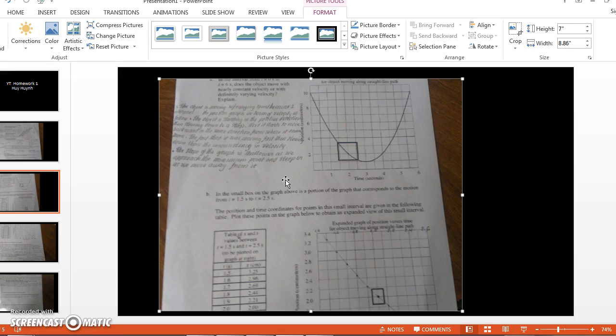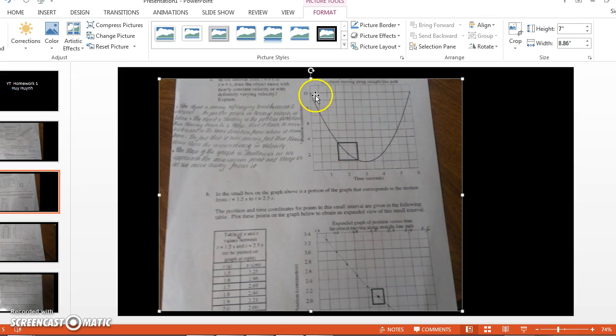Okay, number 2A. In the interval from t equals 0 seconds to t equals 6 seconds, does the object move with nearly constant velocity or definitely varying velocity? So I got that the object is moving with varying velocity because as I was interpreting the position versus time graph, I can see that this is a parabola.